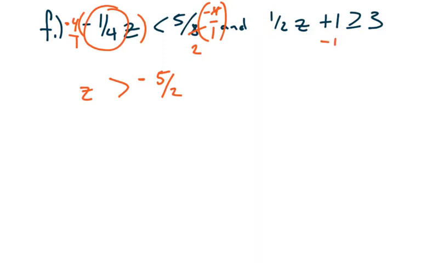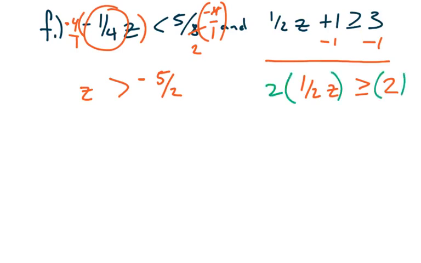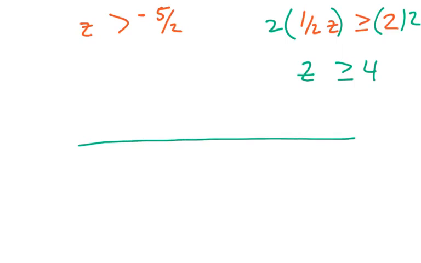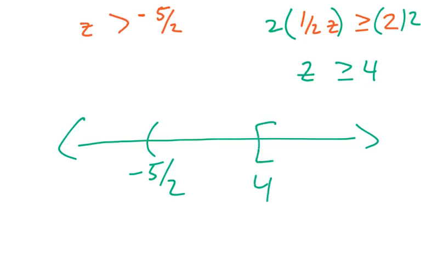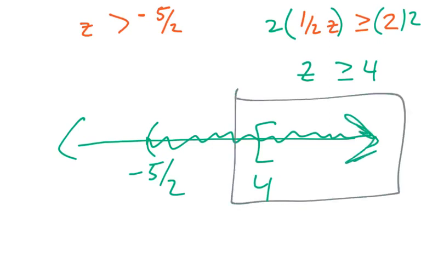This one I'm going to subtract 1 first. And you always want to do this. You always want to put stuff that you can together first. And then we're going to multiply through by 2. So z is going to be greater than or equal to 4. And z is going to be greater than negative 5/2. So we're going to draw this out. Here's negative 5/2. Here's 4. They're both, z is greater than, so they're both going to be just like the last problem. And just like the last problem, we're concerned with only where they intersect. So the intersection is at 4 or more.